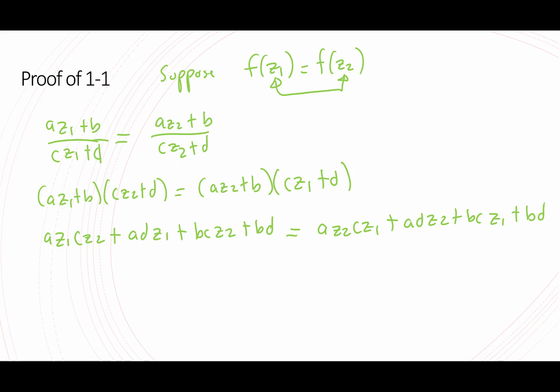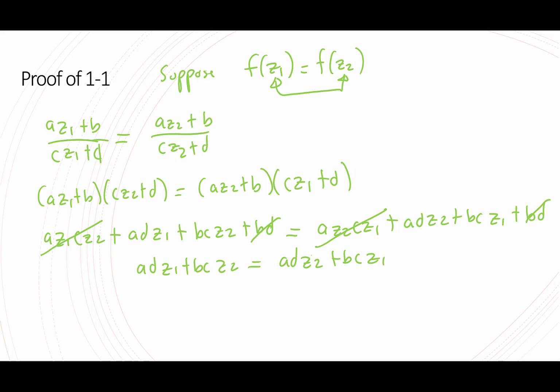Whew. Okay, now this might look like a hot mess, but let's parse it down a little bit. Notice we get some really nice cancellations. This bd will cancel out with this one. This a c z1 z2 will cancel out with this a c z2 z1. And all we're left with now is ad z1 plus bc z2 is equal to ad z2 plus bc z1.